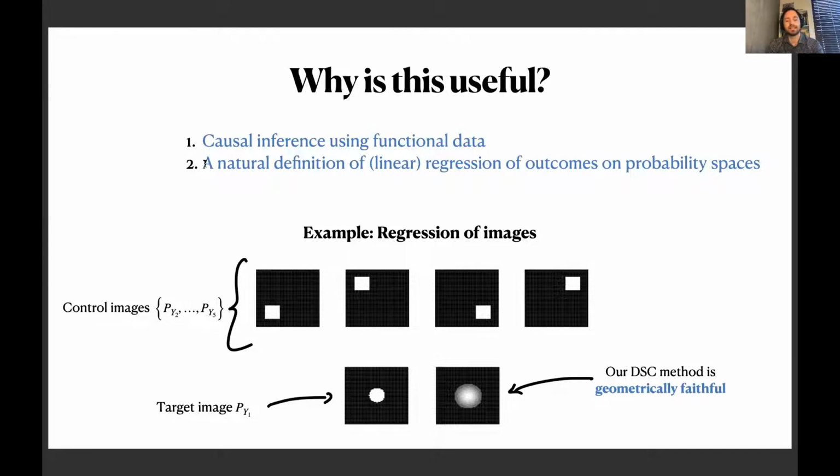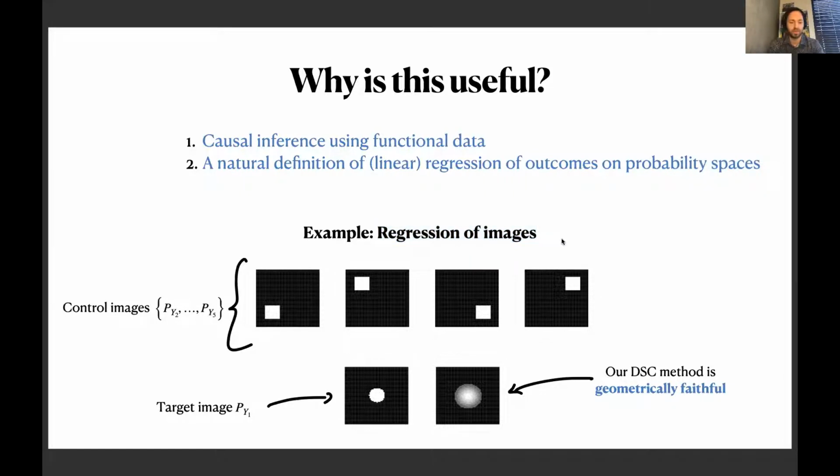And the second one, which is more mathematical, is that it gives you a natural definition of a linear regression of outcomes, because synthetic controls is like a regression of outcomes on probability spaces. Meaning we can now regress probability measures on each other directly. And why is that useful? Let me give you some abstract examples. A regression of images. These are simple images, but they could be brain scans. They could be maps with trading routes and shipping routes. You could regress different shipping routes at different times onto each other and try to explain a specific shipping route by some other shipping routes.